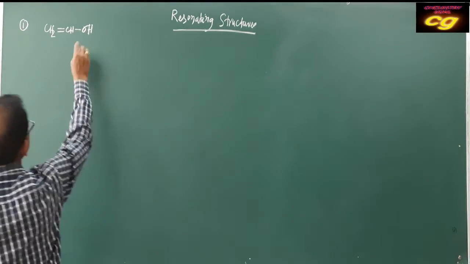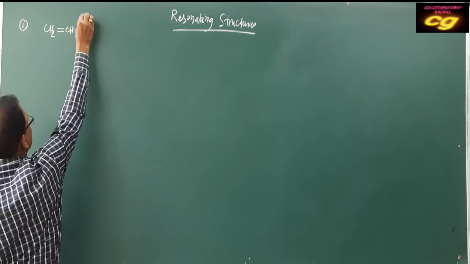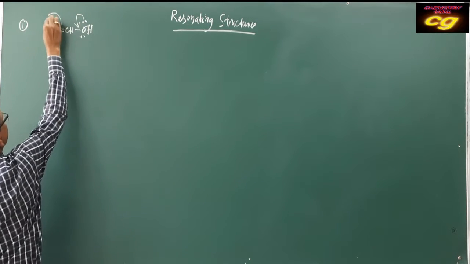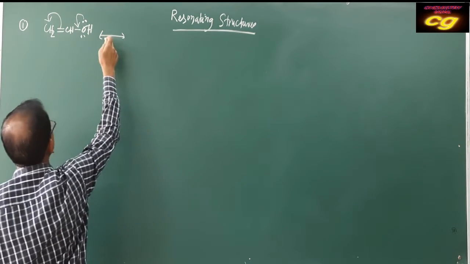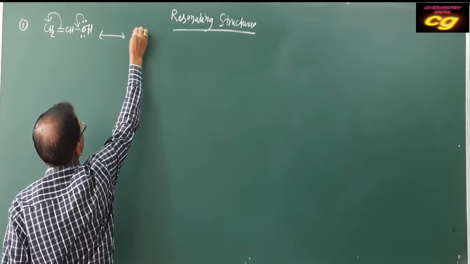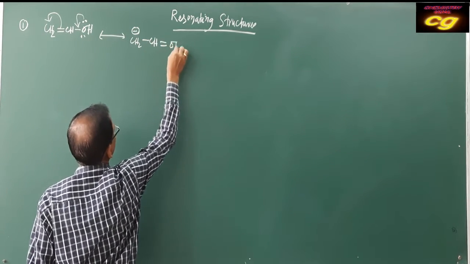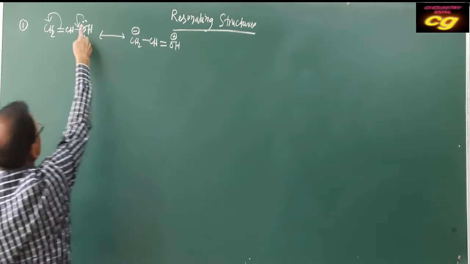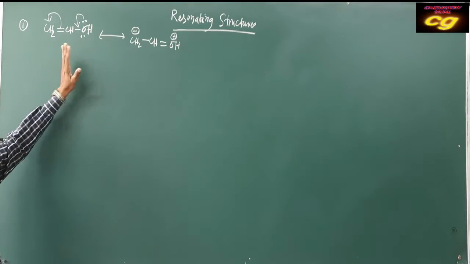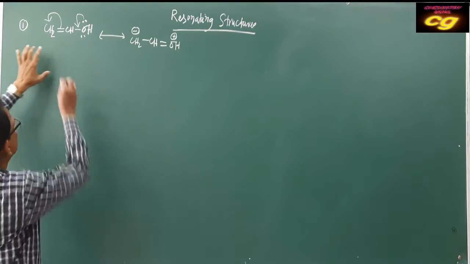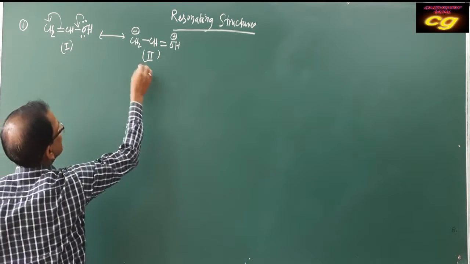So here, as oxygen has a lone pair, the resonance will be like this. So what is the resonating structure? This is the symbol of resonance. Now CH2 minus, then single bond CH, double bond OH plus, because the electron lone pair is removed from oxygen. Now you see the difference. I will tell the points also. Here, if you compare structure 1 and structure 2, structure 2 is less stable.